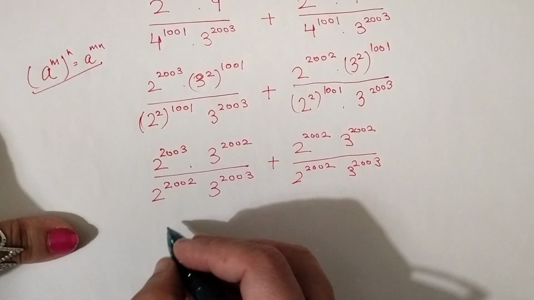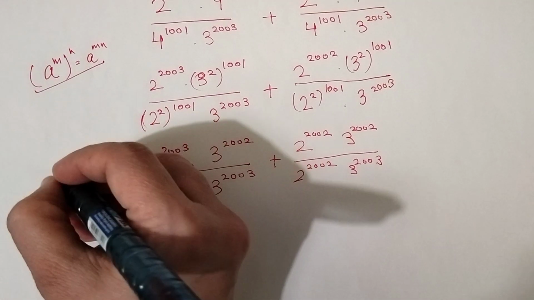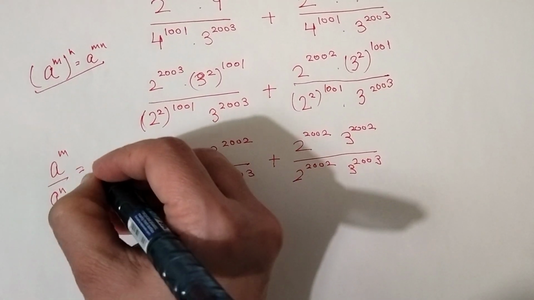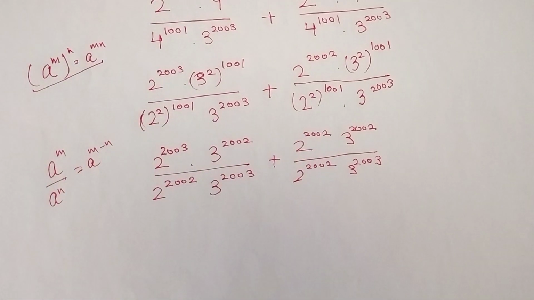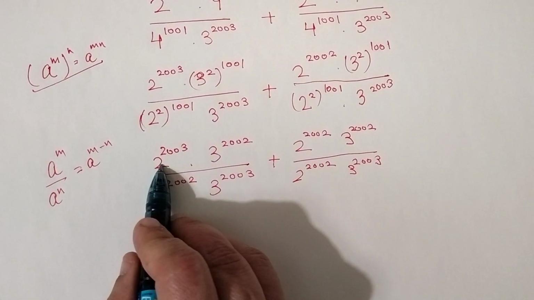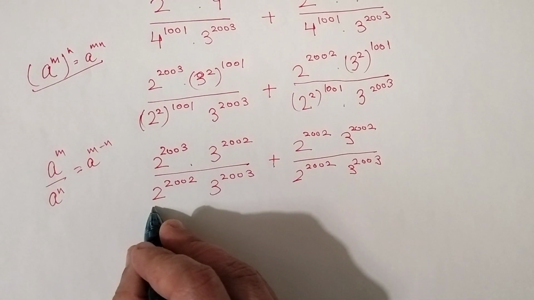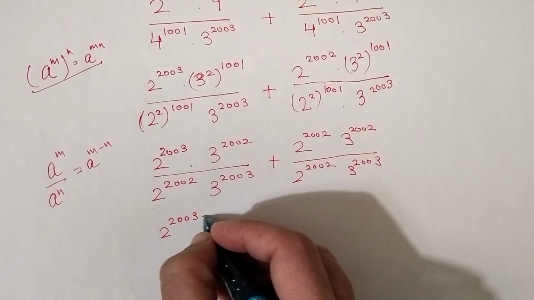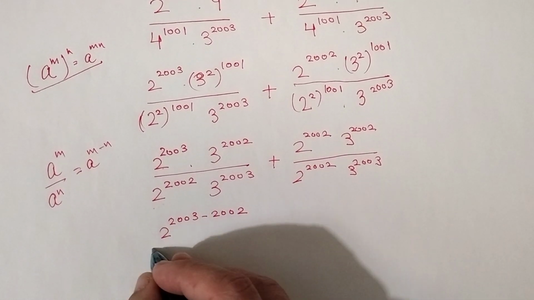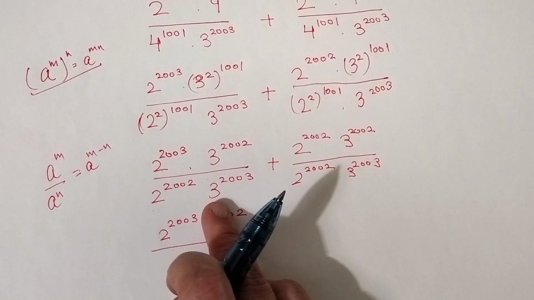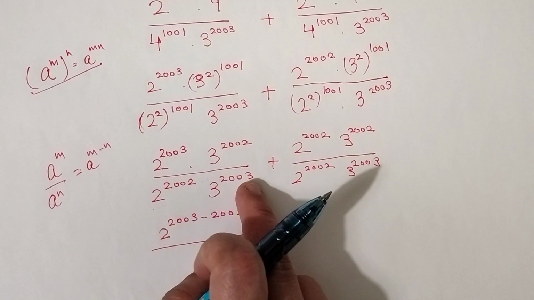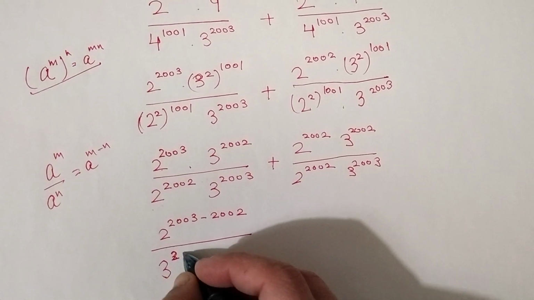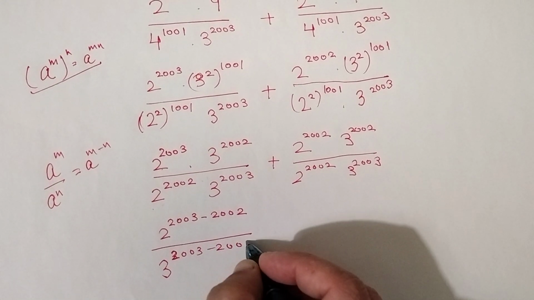Now we will just solve these things. We know a raised to power m by a raised to power n is equal to a raised to power m minus n, right? So if we see here, this is 2 raised to power 2003 by base is same, base is 2. So it will become 2 raised to power 2003 minus 2002, right? Here in 3 base is same. So in the denominator we have higher power. So what will I do? Here 2003 minus 2002, right?